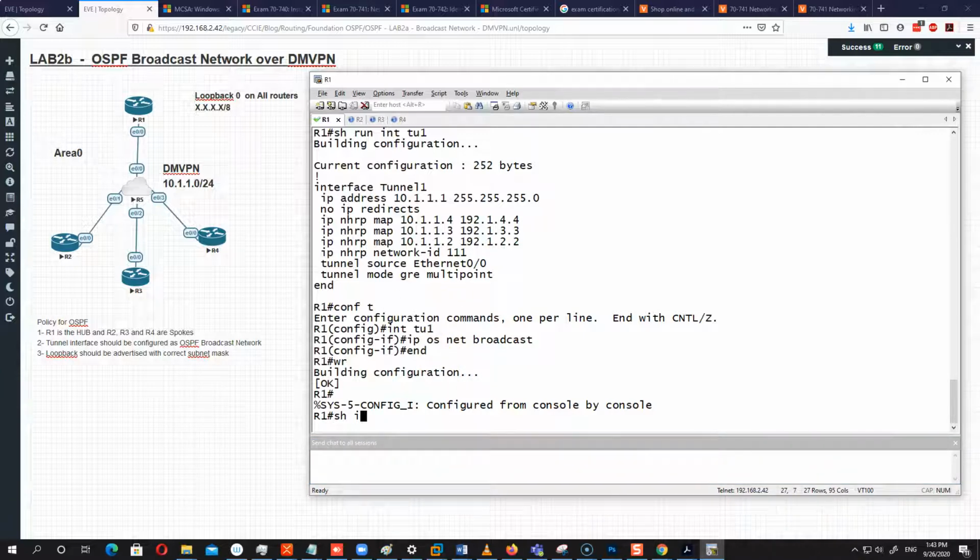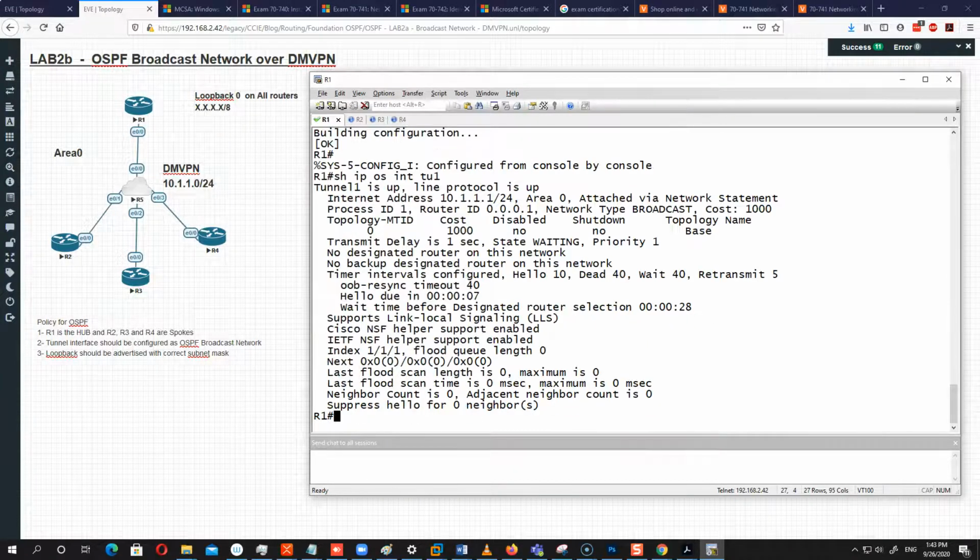So now if we look at show IP OSPF interface tunnel 1, now it's a broadcast, right? But there's a problem. Right now it's in a state of waiting. The problem is that for the broadcast network, we have to have multicast going out, right? So we need to have multicast running, which right now we are not running. So we need to do something about this multicast thing, right?